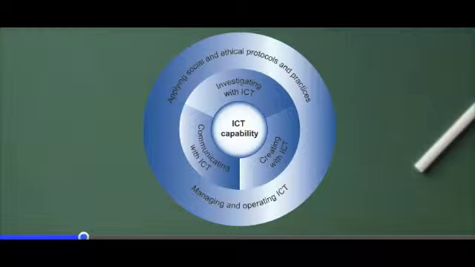Here we have a graphic from the Australian curriculum. Information and computer technology capability has been implemented into the new Australian curriculum under their general capabilities. This graphic shows the organising elements of ICT capability and splits them up into applying social and ethical protocols and practices when using ICT, investigating with ICT, creating with ICT, communicating with ICT, and managing and operating ICT.